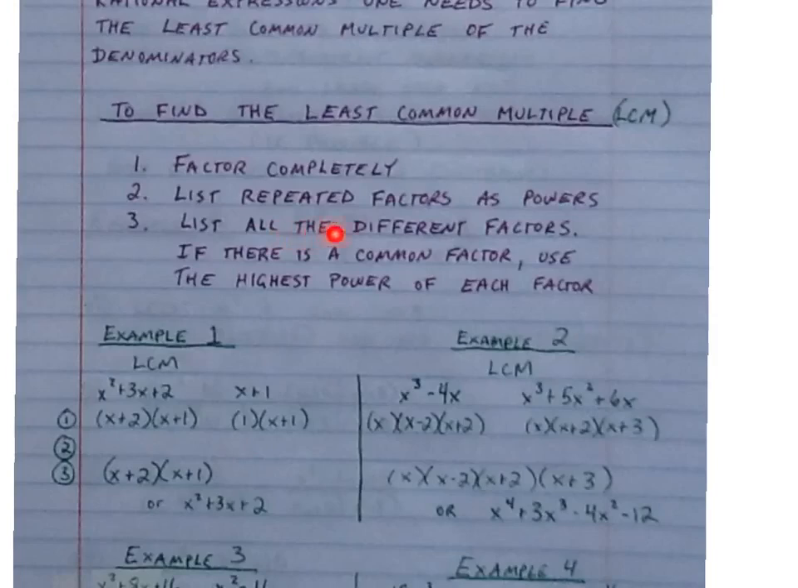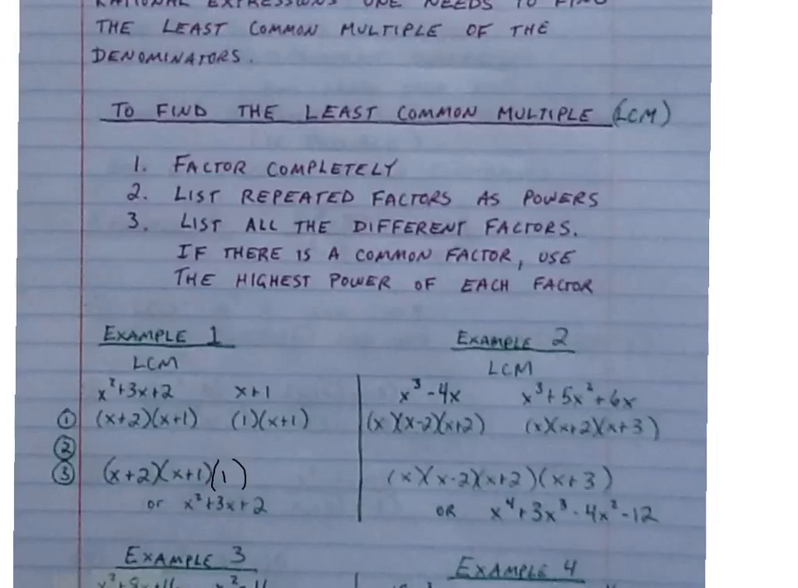And then list all the different factors. If there is a common factor, use the highest power of each factor. So we have a factor of x plus 2, we have a factor of x plus 1, and we have a factor of 1, which I didn't write in there, but if I wanted to, I could. And then our factor of x plus 1 is already accounted for. So this is our least common multiple of these two terms. And if I wanted to, I could distribute it out and return it back to a quadratic state.